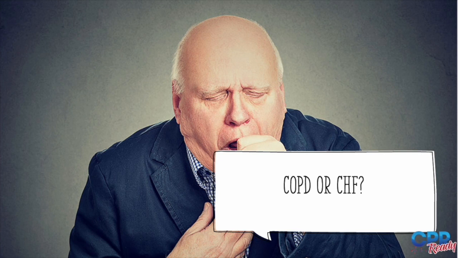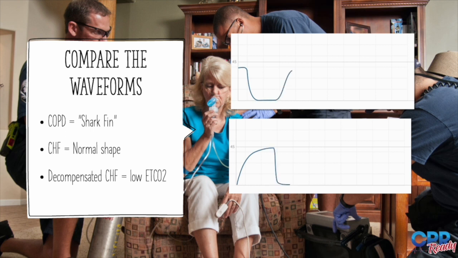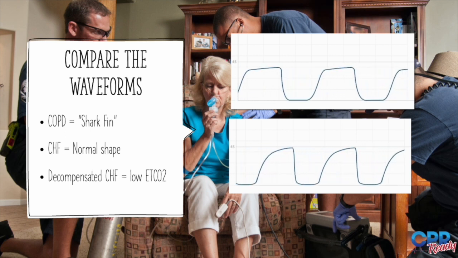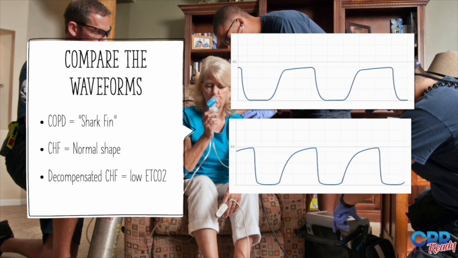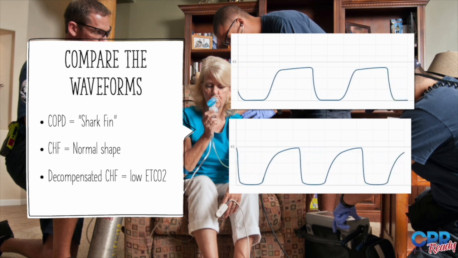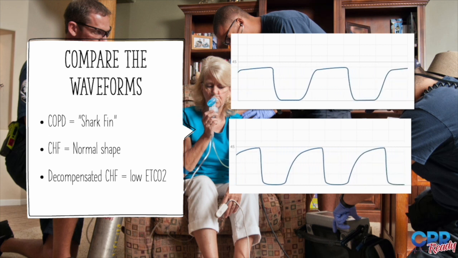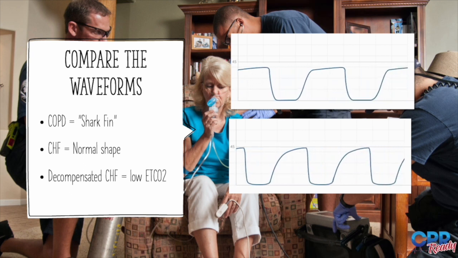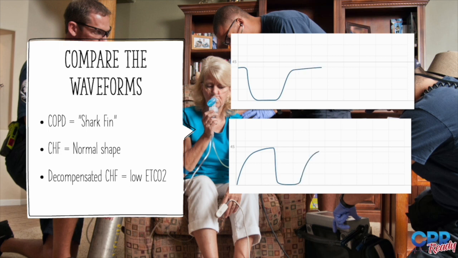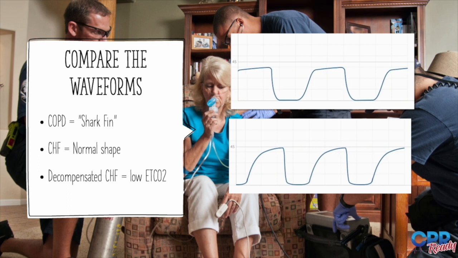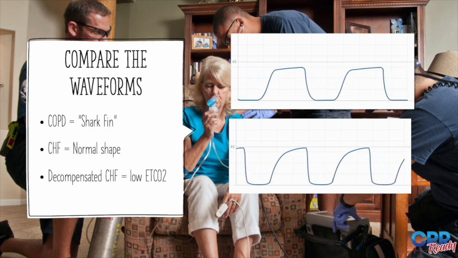Now let's take a look at how capnography can help you differentiate between COPD and CHF. Pulmonary edema caused by CHF often causes rales or crackles in the lungs, but can also produce wheezes as the fluid starts to obstruct your lower airways. This is called a cardiac wheeze. In patients with histories of both COPD and CHF, it can sometimes be difficult to figure out which one's causing the shortness of breath. This is another time when adding capnography to your assessment can be helpful. It'll help you tailor your treatments to the most likely cause.